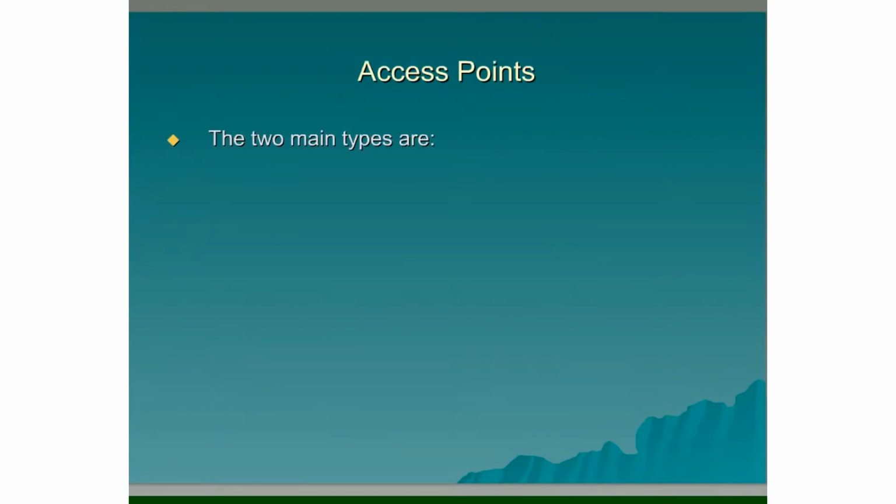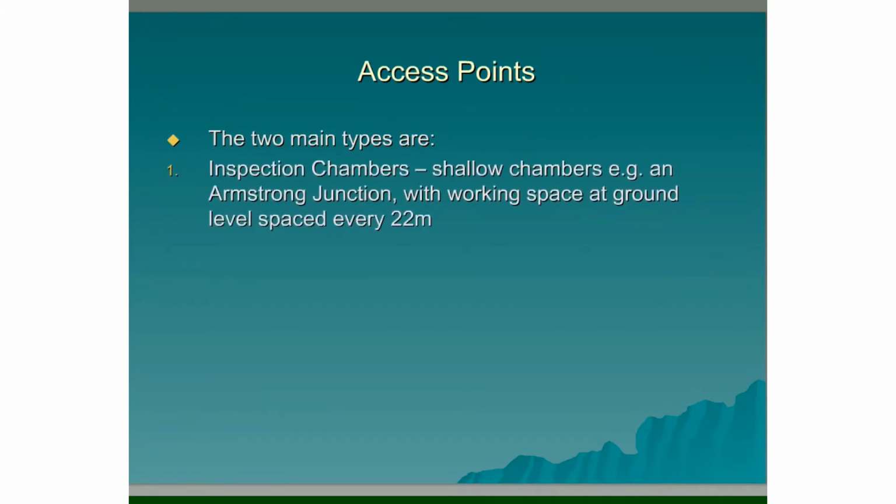Access points. The 2 main types of access points are inspection chambers or shallow chambers. For example, an Armstrong junction, an AJ, with working space at ground level, and they should be spaced every 22 metres. So these are low-level inspection chambers.